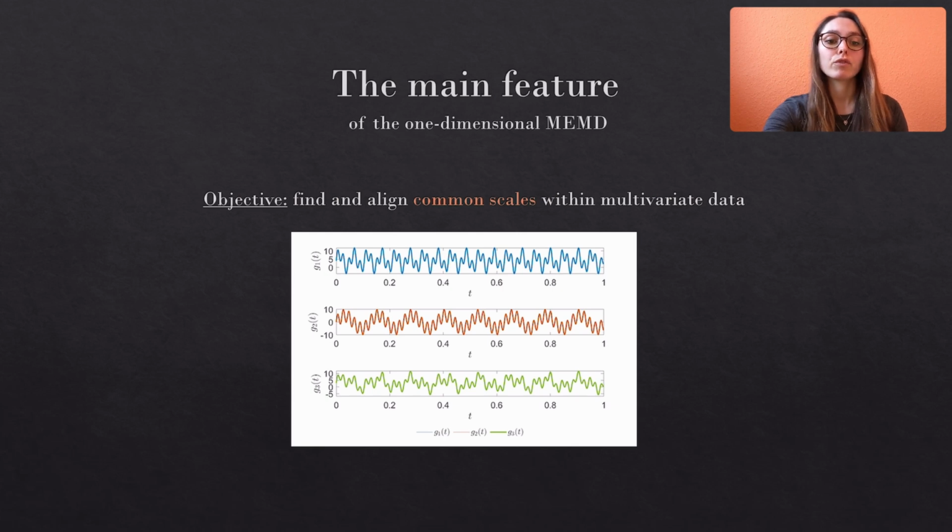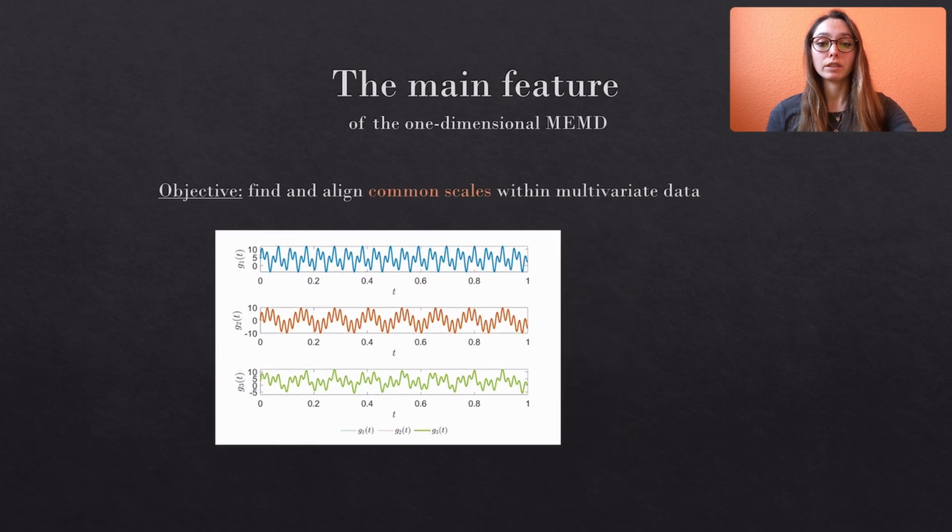This means that, for example, the second IMF of the blue signal does not comprise the same range of scales as the second IMF of the orange or of the green signal. And it is also likely that we do not obtain the same number of IMFs for each signal. So it is not clear which IMFs we should compare if one signal produces in total 6 IMFs and the other signal 7 IMFs. To tackle these issues, we need a multivariate EMD.